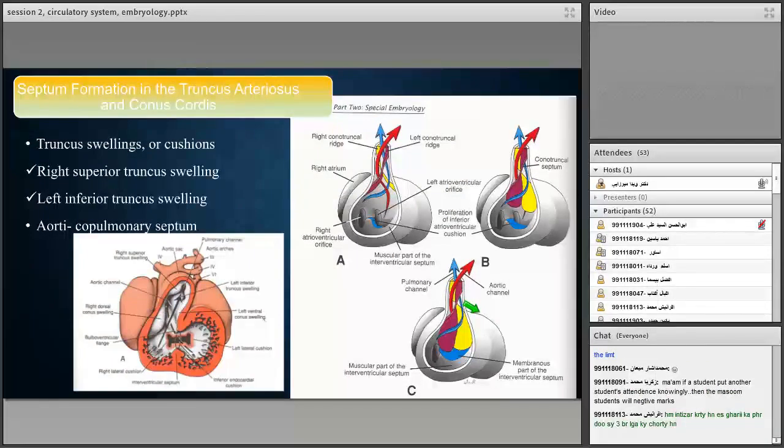I'm explaining slide number 18, I think. 18. Yes.